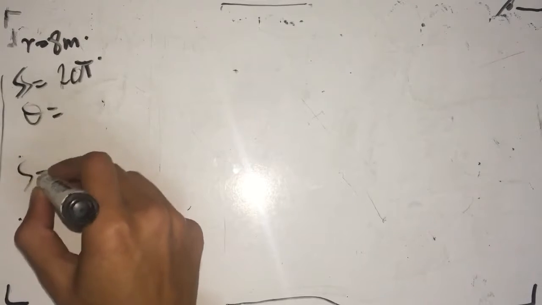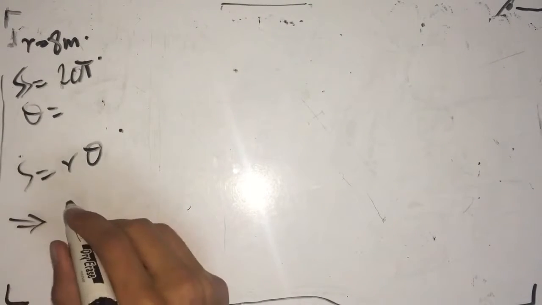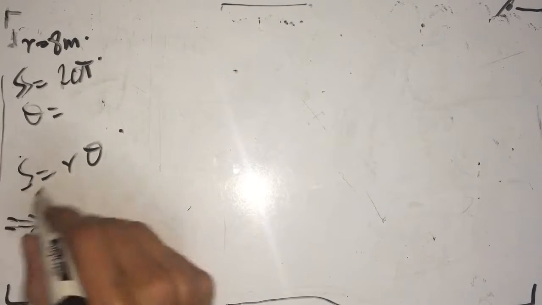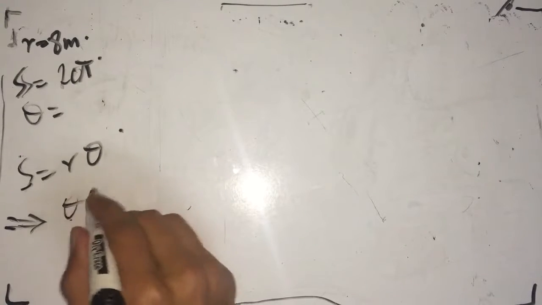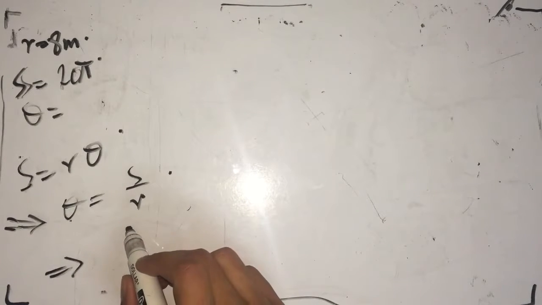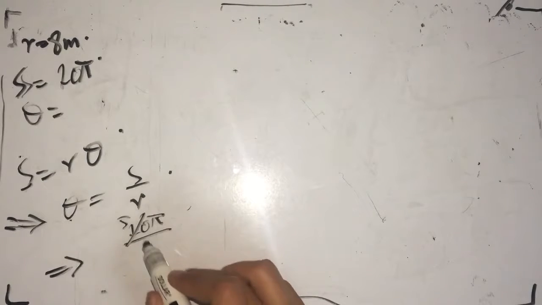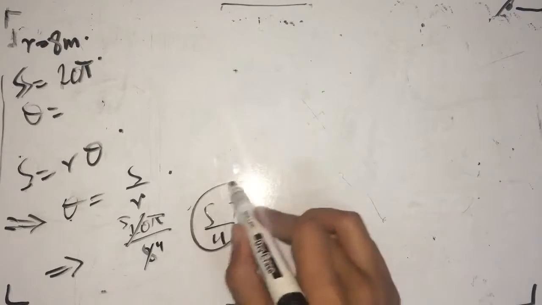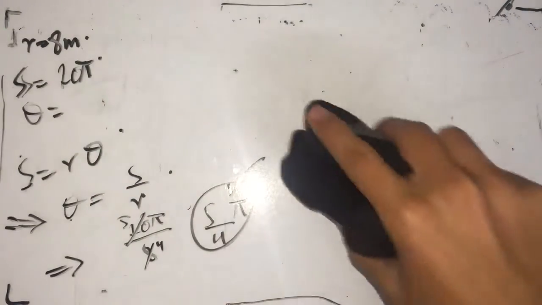So our formula is s equals r theta. We do some mathematics. What we want to do is find theta, so theta equals s by r. So we put the values, 10 pi by 8, and that gives us 5 by 4. So 5 by 4 pi is the angle which subtends the arc of 10 pi.